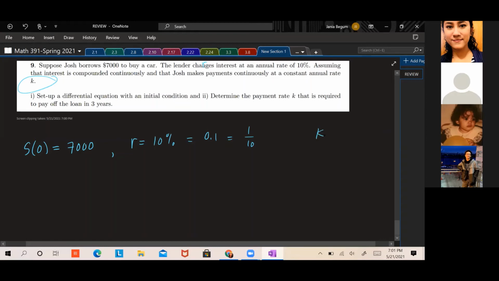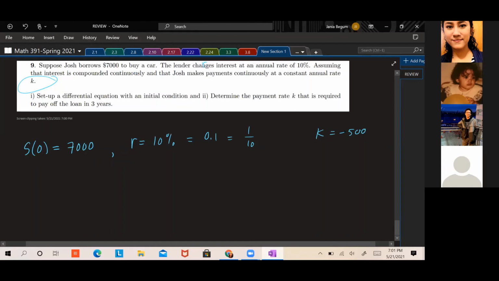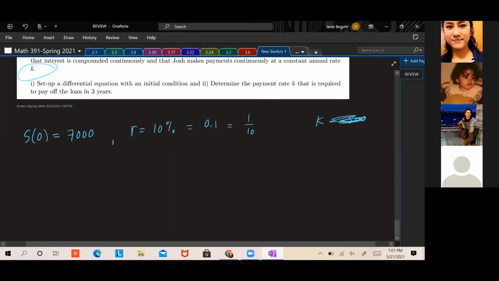But if I give you a number, say an annual rate of $500, that means K equals 500, but because you're paying off to someone, it'll be a negative $500. But in this case, it's just a K. So we want to set up the differential equation with an initial condition. So we know that the rate is equal to, what's the formula?